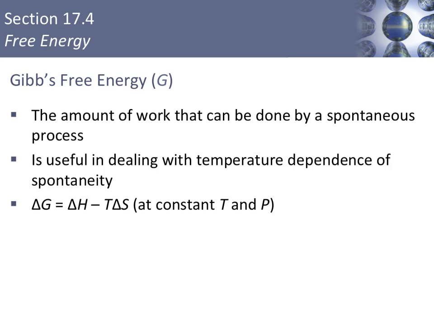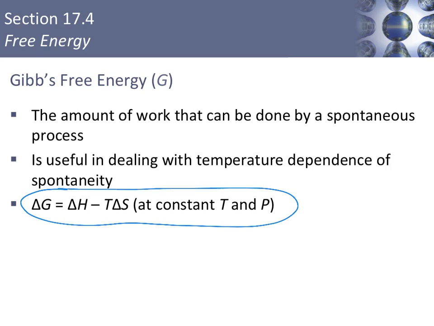For Gibbs free energy or free energy, we use a capital letter G. It is the amount of work that can be done by a spontaneous process. We can calculate the change in free energy using this equation right here. The sign of delta G can tell us if we have a spontaneous process or not.